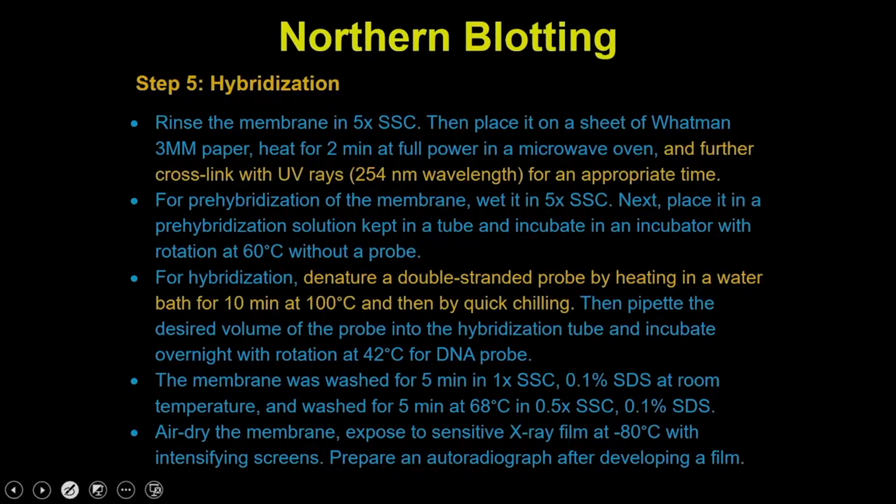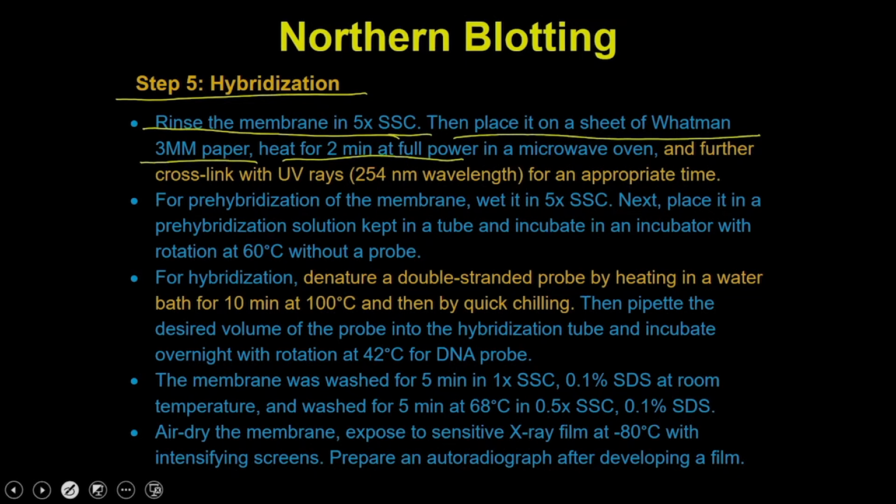So, the next step is the hybridization. You rinse the membrane in 5x SSC, then you place it on a sheet of Whatman 3 mm filter, heat it for 2 minutes at full power in a microwave oven, and further cross-link with UV rays for an appropriate time. So, once your RNA is transferred onto the nitrocellulose membrane, you use the UV light so that it is cross-linked, so that during this procedure the RNA should not come off from the nitrocellulose membrane.